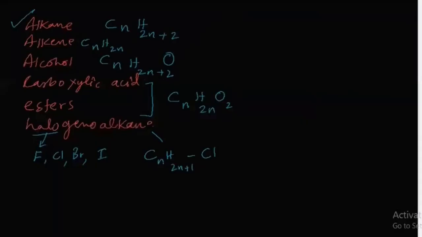Now the next thing is that if I want to draw the isomers of alkene, alcohol, carboxylic acid, and ester or halogenoalkane, we can use both the things. I mean, we can change the position of functional group, the position of double bond, the position of halogen, the position of OH, and we can also change the length of the carbon chain as well.